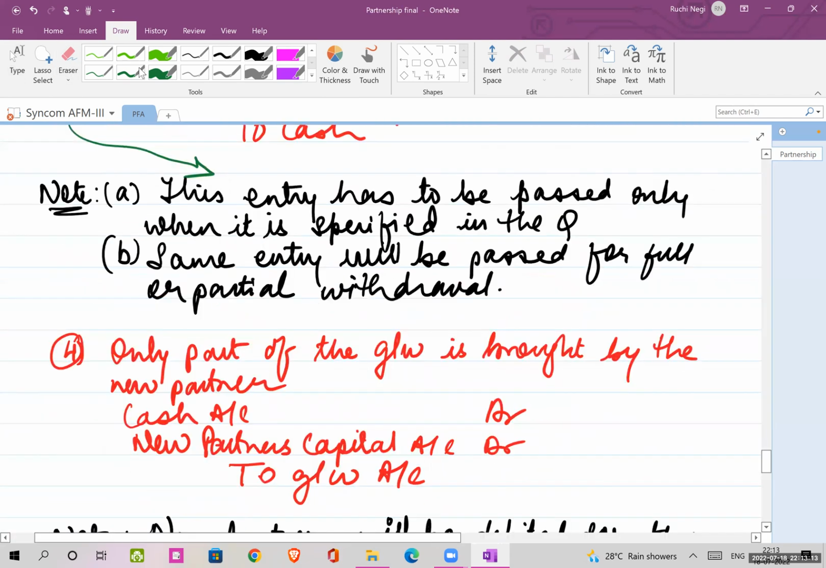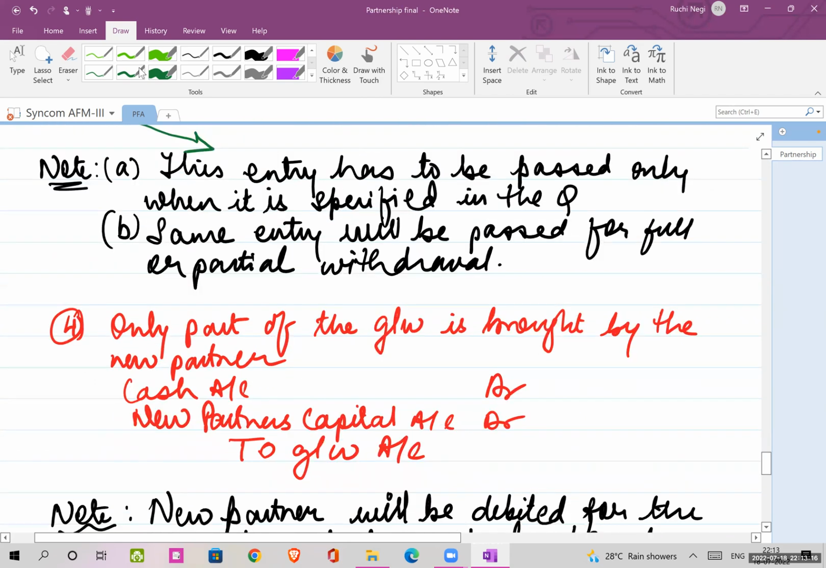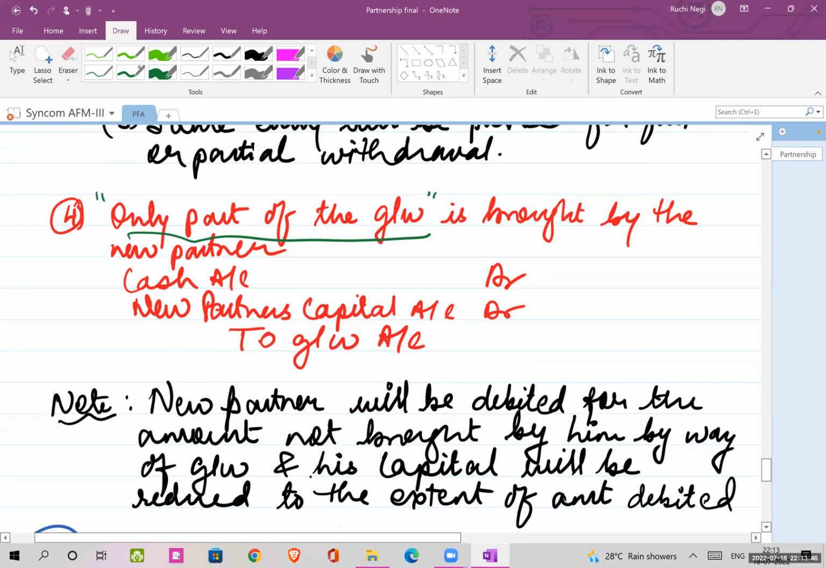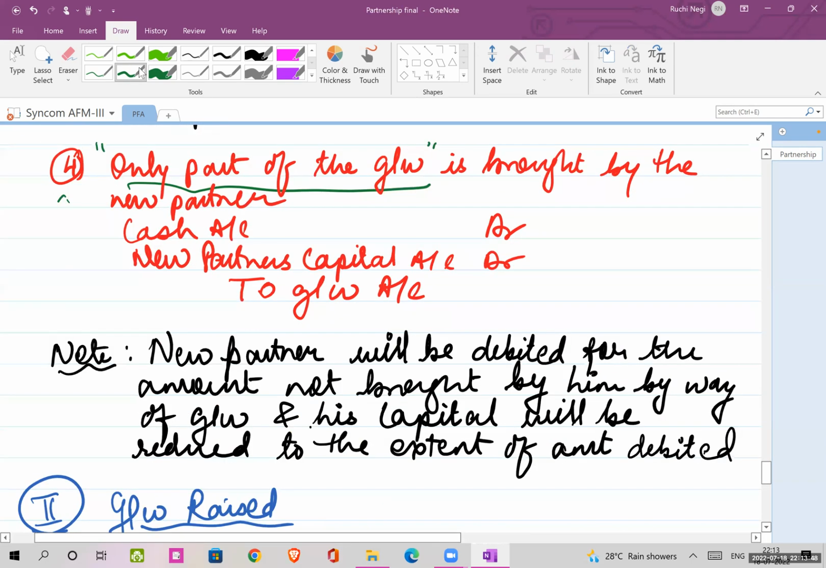Next, it says, only a part of goodwill is brought in by the new partner. Only one part of goodwill is brought in by the new partner. So the journal entry will be cash account debit and the new partner's capital account to goodwill account. So this word is important: only part of goodwill. That means his share of goodwill. His share means the new partner's share.